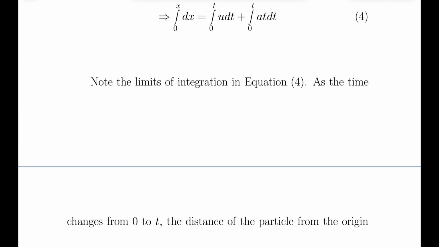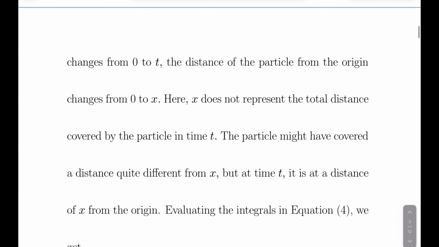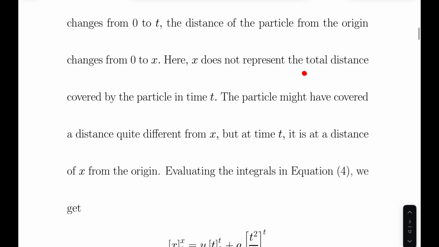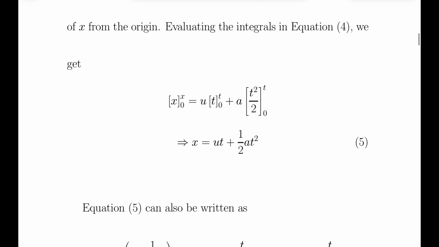As the time varies from 0 to t, the distance of the particle from the origin changes from 0 to x. Here, x does not represent the total distance covered by the particle in time t. The particle might have covered a distance quite different from x, but at time t, it is at a distance x from the origin. So evaluate the integral. This is so simple, and the integrated value gives you x equal to ut plus half at square.